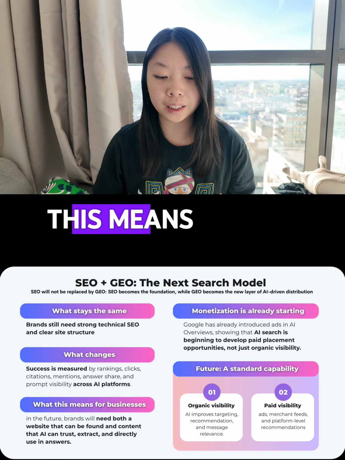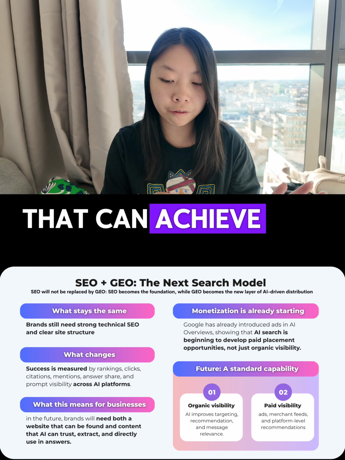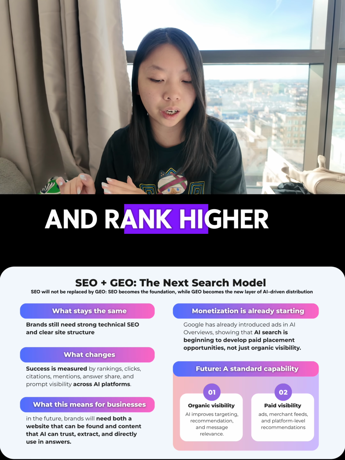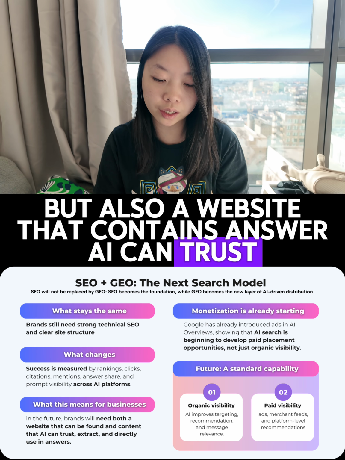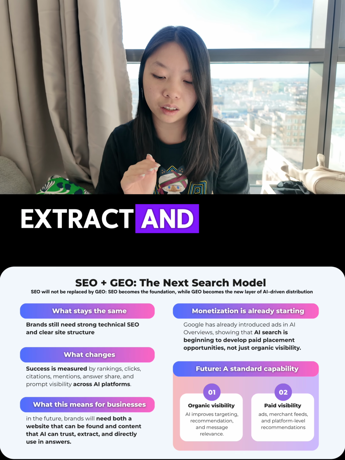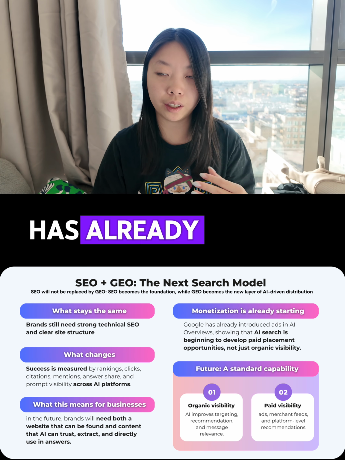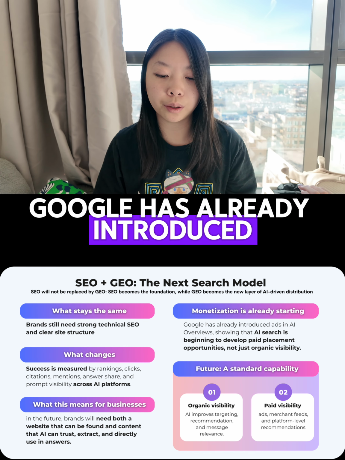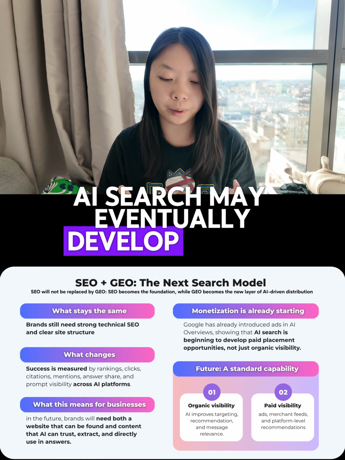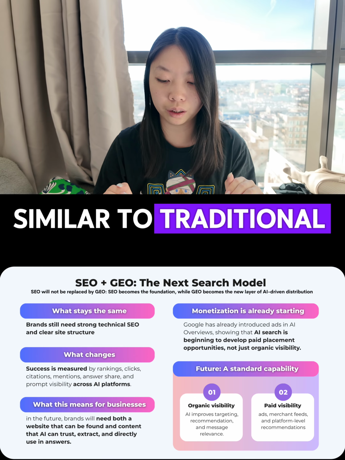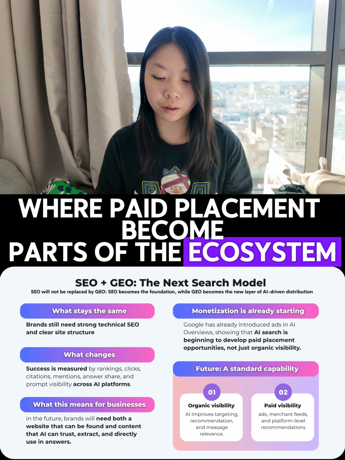For businesses, this means that in the future, brands will need not only a website that can achieve SEO optimization and rank higher in search engines, but also a website that contains answers AI can trust, extract, and directly cite. At this point, the monetization logic of the industry has already started. Google has already introduced ads in AI overviews, which means AI search may eventually develop into a situation similar to traditional search engines, where paid placement becomes part of the ecosystem.